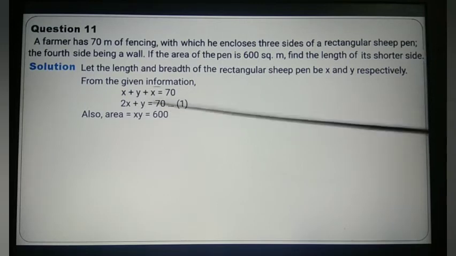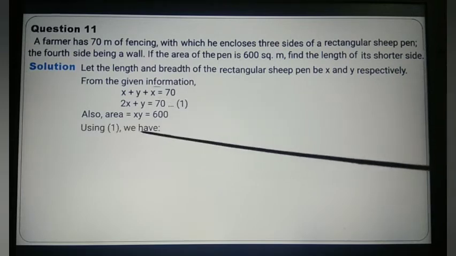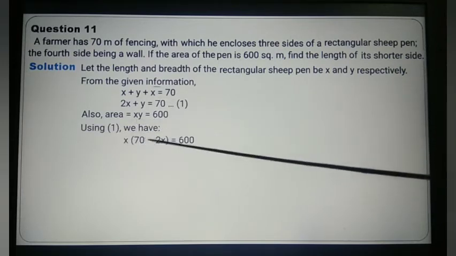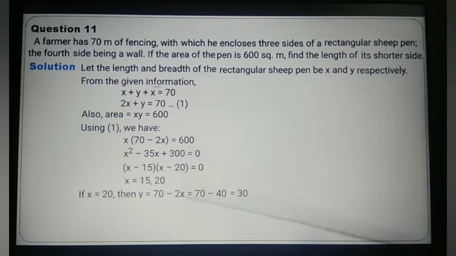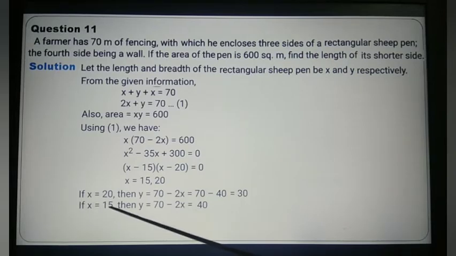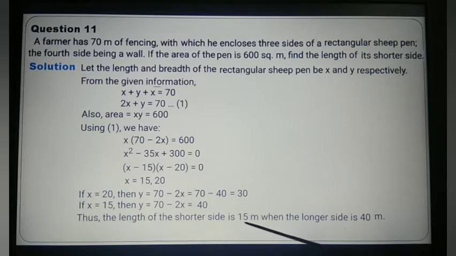Now let us put the value of y from here. From here y is equal to 70 minus 2x, so if I do that, then I have x into (70 minus 2x) equals 600. Arrive at this quadratic equation, solve it. From here I see that x will be 15 and 20. Now if x is 20, the value of y turns out to be 30. If x is 15, then y turns out to be 40, right? So the length of the shorter side is 15 meters, when the longer side is 40 meters.